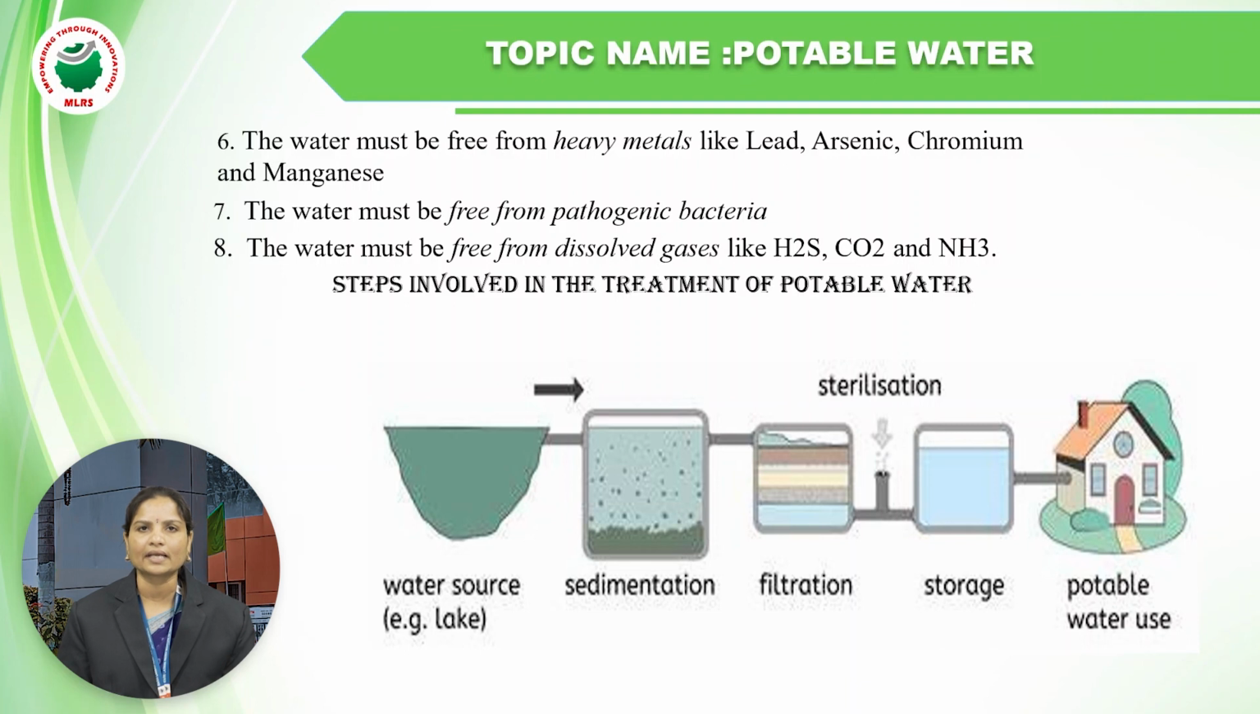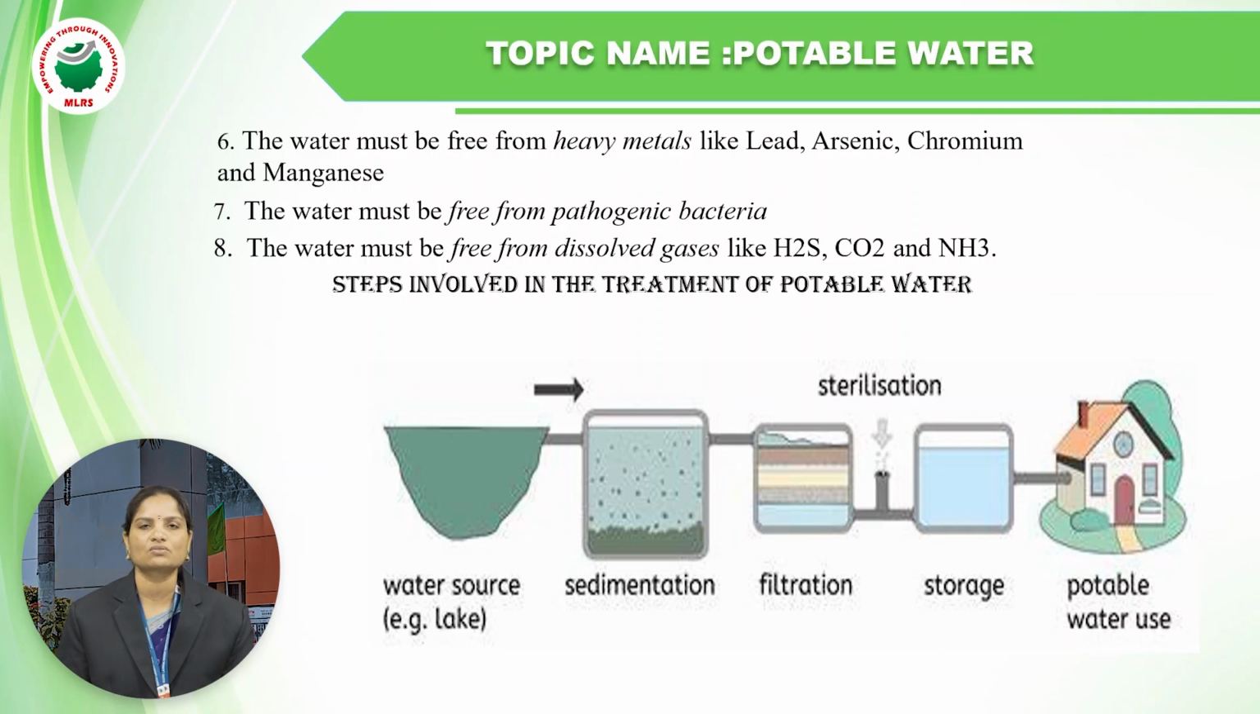Heavy metals like iron, manganese, plumbum, tin, lead. If these types of metals are present in our water, such water is also not suitable for drinking purpose. Then it is free from dissolved gases like hydrogen sulfide, carbon dioxide and ammonia. These other dissolved gases are also not present in our potable water. So these are all the specifications or characteristics of our potable water.